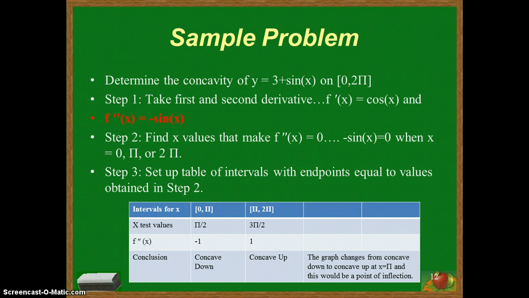Evaluate the second derivative. I get -1 and 1 respectively. Conclusion: a negative second derivative tells me the function is concave down. A positive second derivative tells me the function is concave up. So our conclusion would be the graph changes from concave down to concave up at x equals pi. And actually x equals pi would be what we would call a point of inflection.